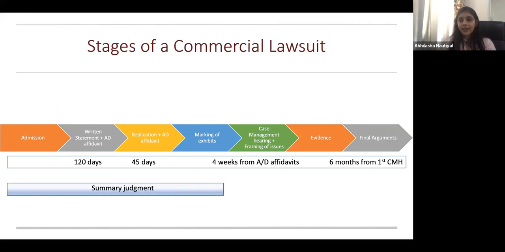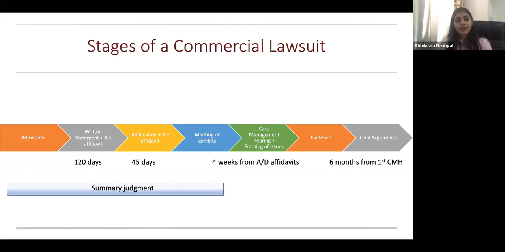Now, a lot of IP disputes fit into the definition of a commercial lawsuit, and also the pecuniary jurisdiction for a commercial lawsuit. So I'm just sharing the general timeline of a commercial lawsuit, and here there are mandatory timelines, at least in Delhi, which are prescribed by the Commercial Courts Act and the Delhi High Court original side rules, which apply to the High Court original side. So I've put those timelines down here. So the way it works is akin to a regular lawsuit.